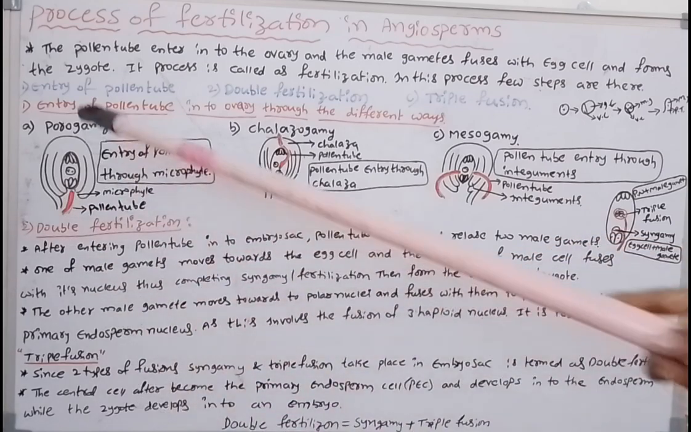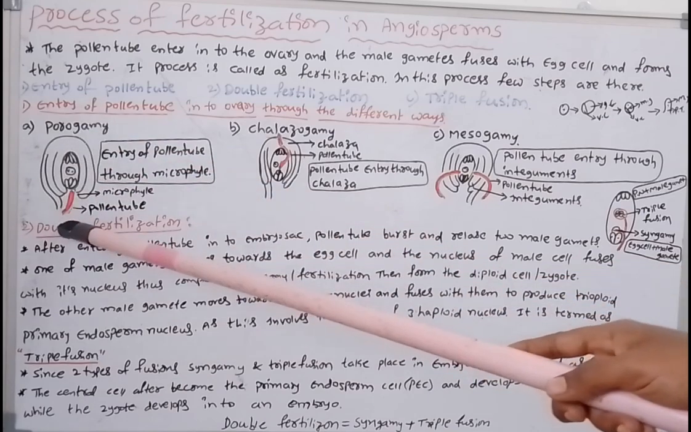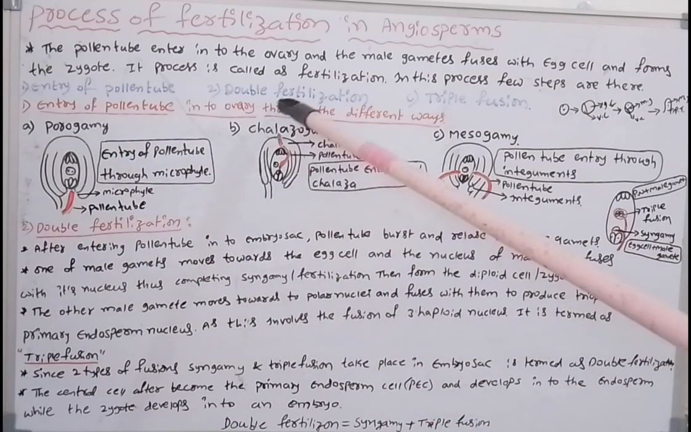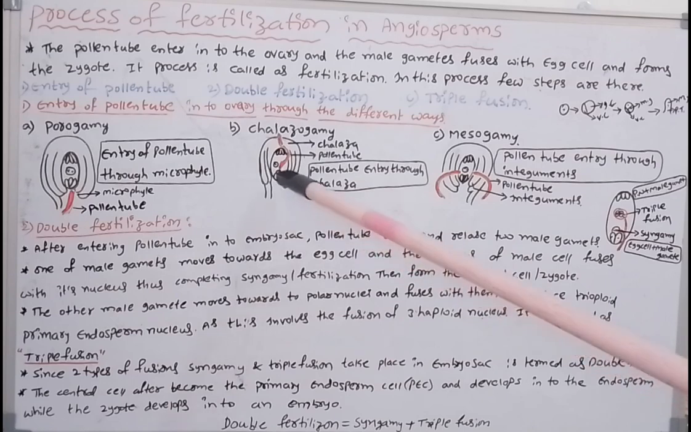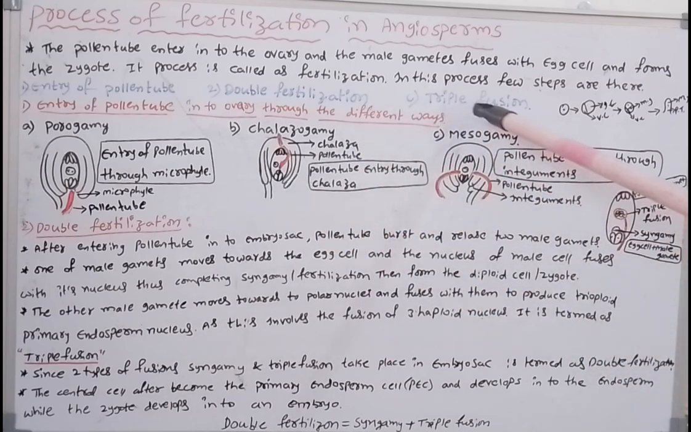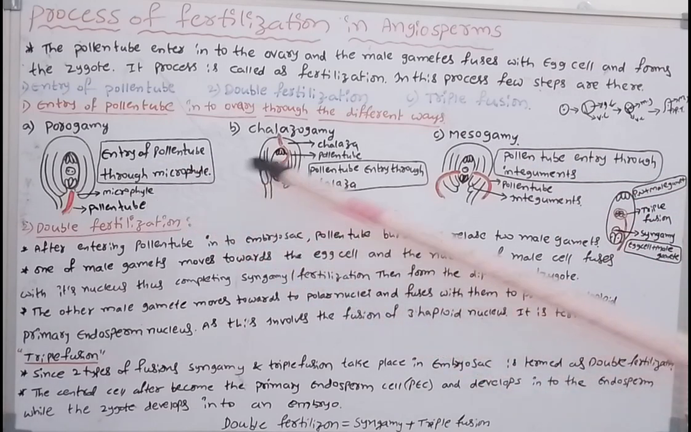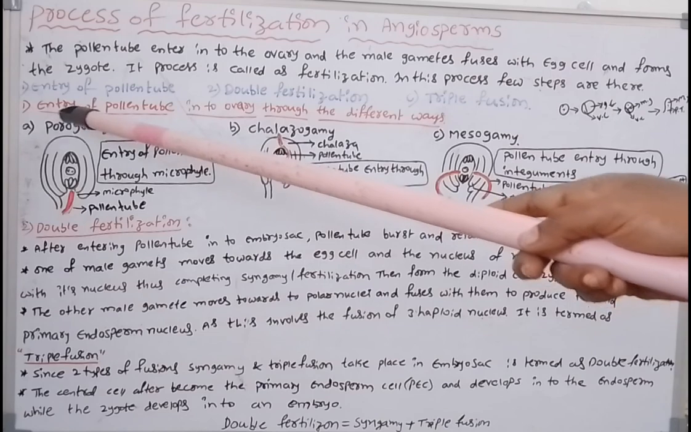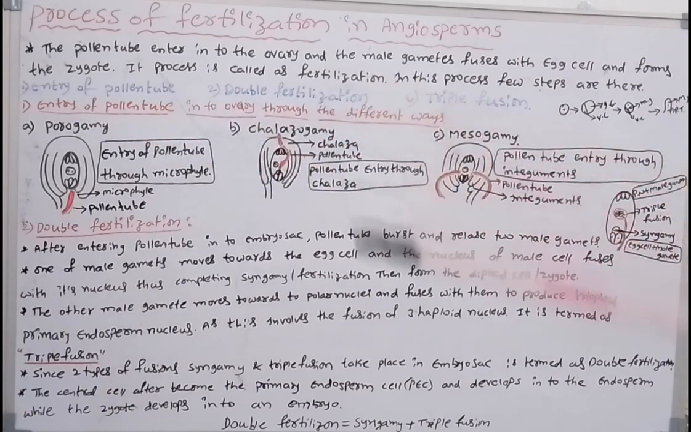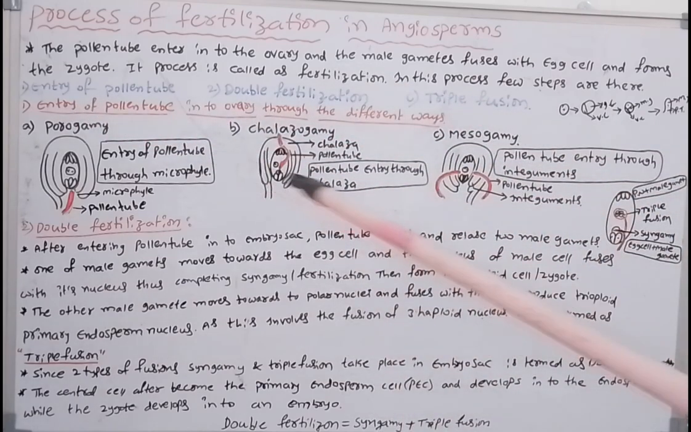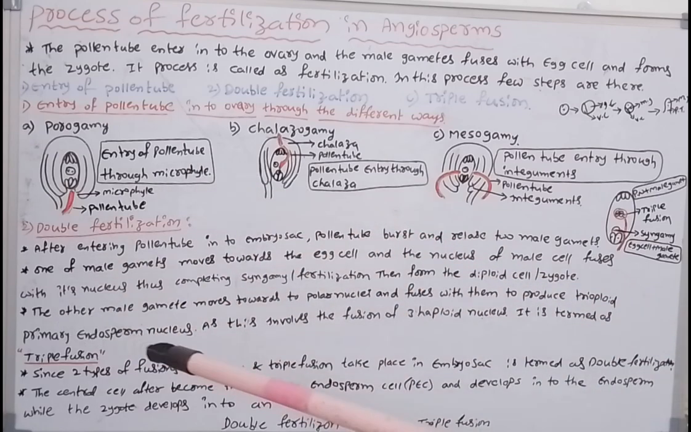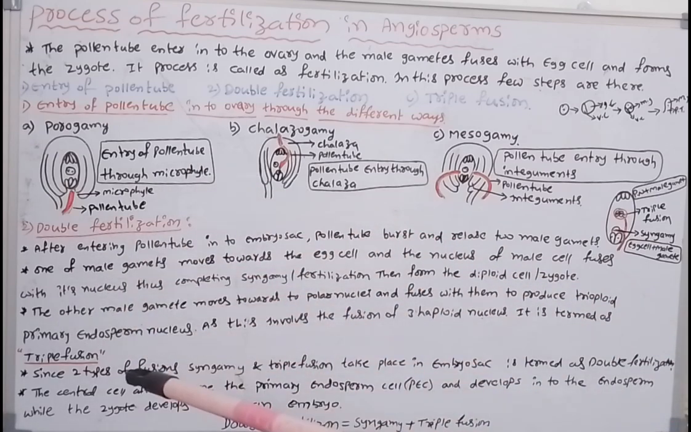So porogamy means entry through the micropyle. Chalazogamy, pollen tube entry through the chalaza. Mesogamy means pollen tube entry through the integuments. These three are the ways of entry of the pollen tube into the ovary. This is the first step. Next one, double fertilization and triple fusion.